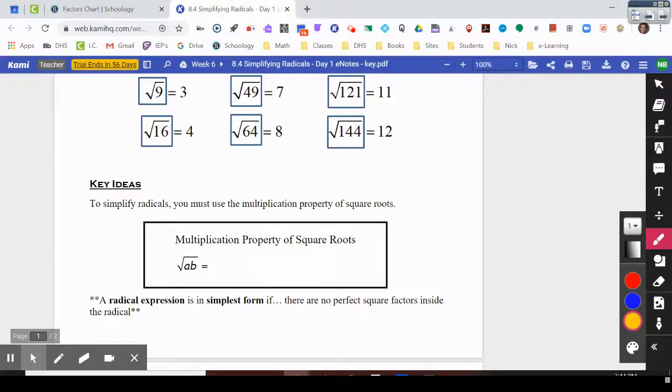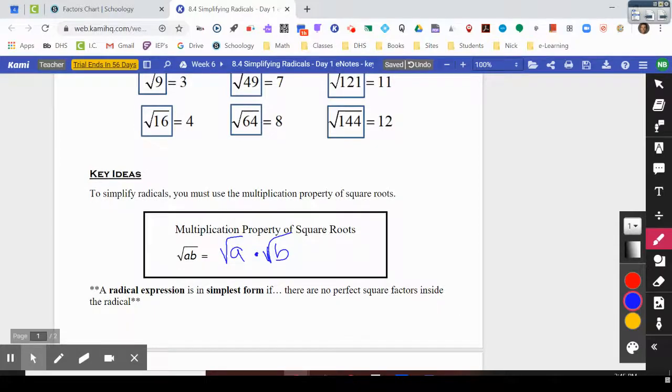If you're not able to print out these notes here, this is definitely something that you want to write down in your notes. To simplify radicals, you must use this multiplication property of square roots. It says that the square root of a times b is equal to the square root of a times the square root of b. So you can basically break up any number inside the radical into 2 separate numbers that multiply back to the original problem.